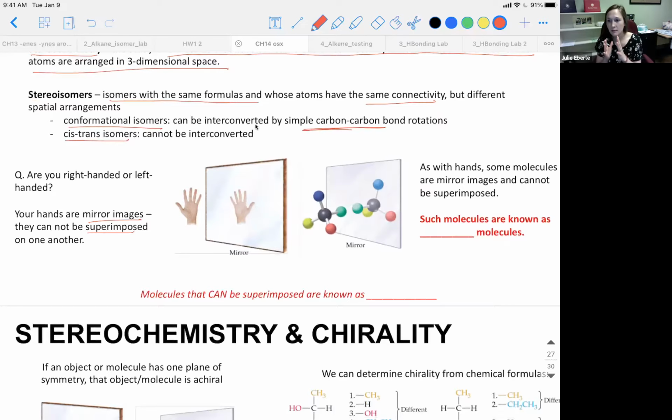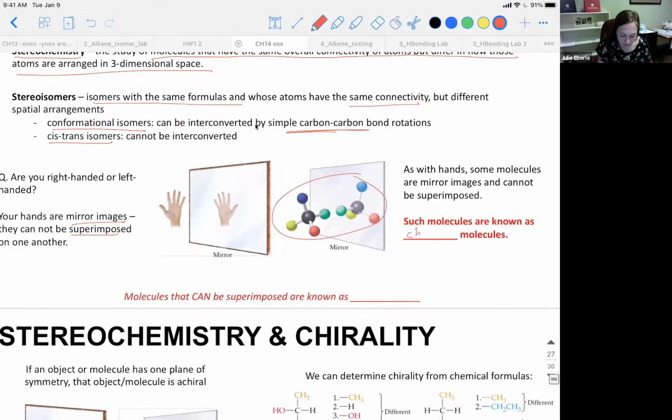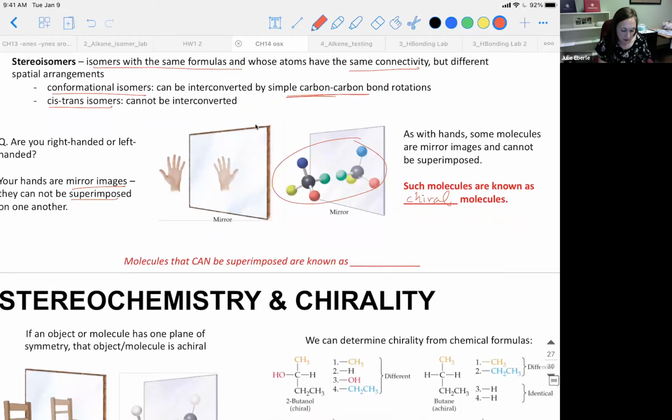If something is a mirror image and cannot be superimposed, we can also have this with molecules, and we're going to get into this deeper later, but we call these chiral molecules. If you have compounds that are mirror images and they cannot be superimposed, they can't line up if you lay them one over the other, we call these chiral molecules. Molecules that can be superimposed are achiral. So you have chiral and achiral.